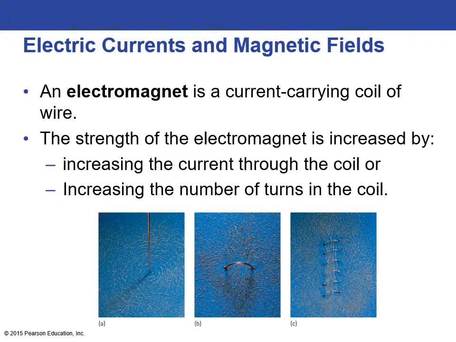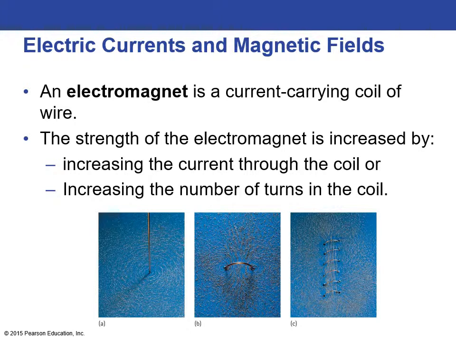So the power from electric current and the force of magnetic fields can be combined to make something called an electromagnet, which can have very practical and useful applications. An electromagnet is a current-carrying coil of wire. So you have a piece of wire that's coiled and it has a current going through it. The strength of the electromagnet, so essentially you're creating a magnet by running electricity through a wire, and the strength of that magnet you've created can be increased by increasing the current through the coil.